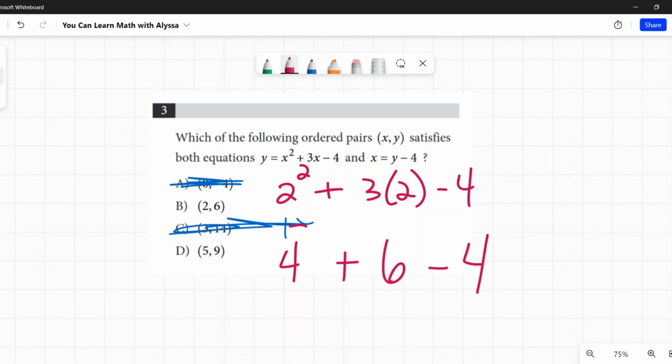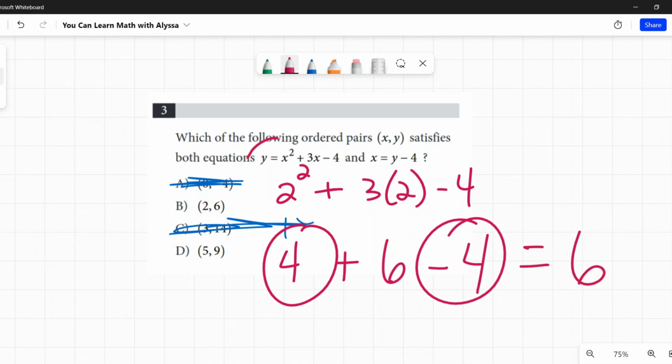So if I have 4 plus 6 minus 4 plus 4 minus 4, those are canceling out. I am going to be left with 6. And that's what we said. So this is going to equal 6. So that is my y. So my answer is B, 2 and 6.